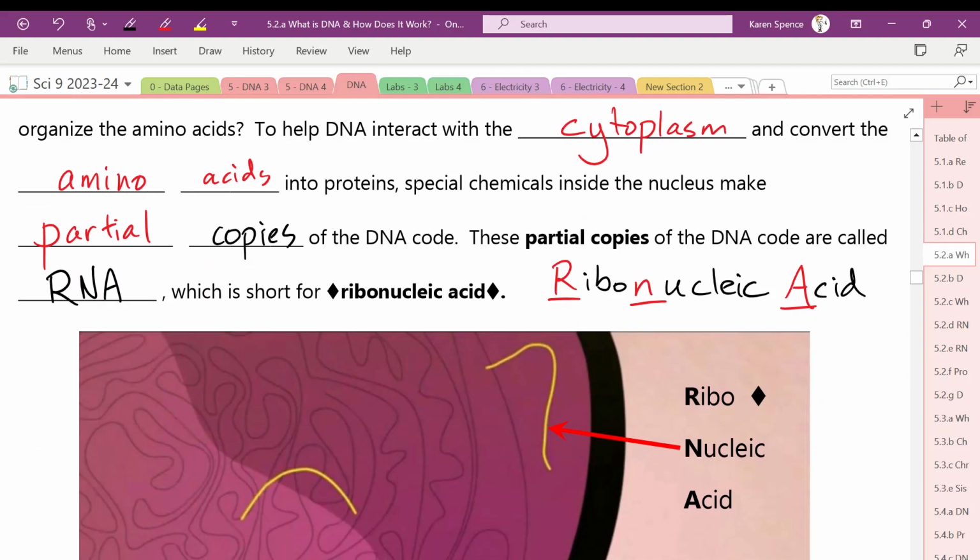Do you remember what the D in DNA stands for? And remember, this is an enriched thing. The D in DNA stands for deoxy. Ribo. So we have ribonucleic acid and we have deoxyribonucleic acid.